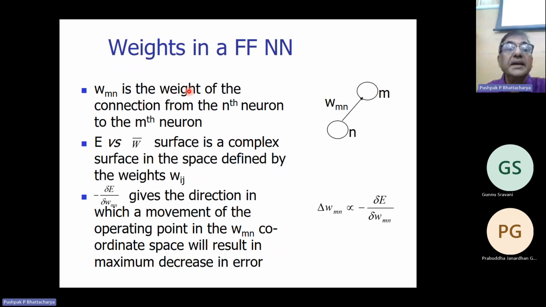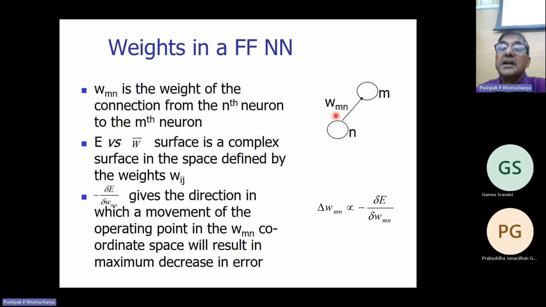This strategy again is one of the pillars of AI. It's the gradient descent rule. So imagine the neuron M and the feeding neuron N. WMN is the weight connecting N to M. For the class, we follow a convention: the target neuron is closer to the weight. So in WMN, M is the destination neuron, N is the source neuron. Please remember this notation. There shouldn't be any confusion. M is destination, N is source.